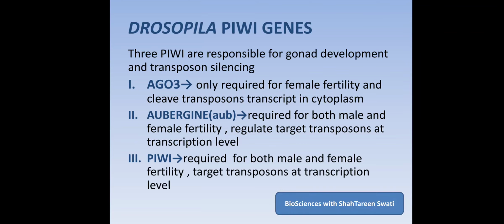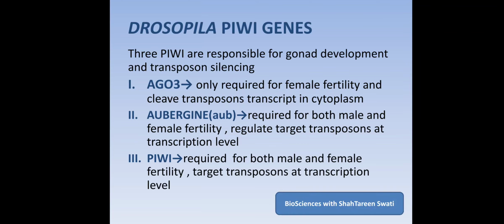Now, all this important information about the piRNA is about Drosophila and later on the mouse. I'm discussing these things related to Drosophila and mouse, and in human beings the research is still going on about the role of the piRNA. So 3 piRNAs are responsible for gonad development and transposon silencing. Must keep it in your mind.